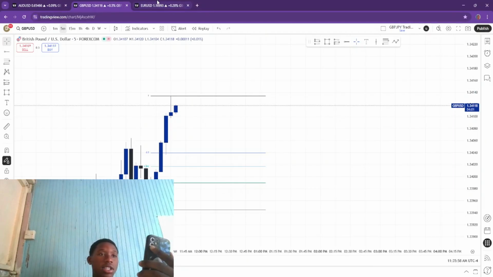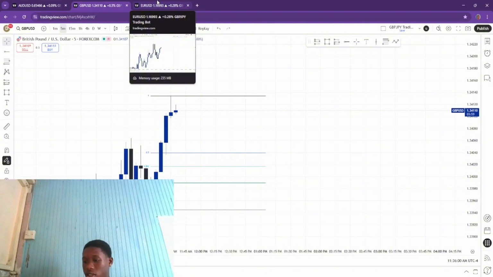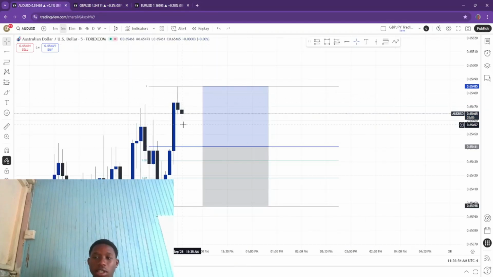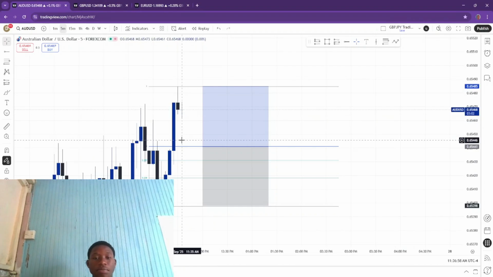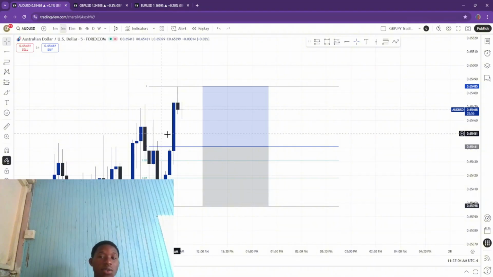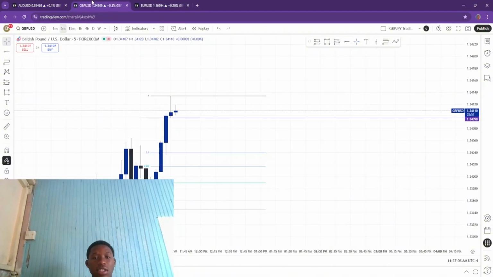GBP USD not looking 100. AUD USD going down, kind of. That's a lovely trade, I could already tell. And I think it's going to go through. We literally have 20 more minutes. So that's 4 5 minute candles.